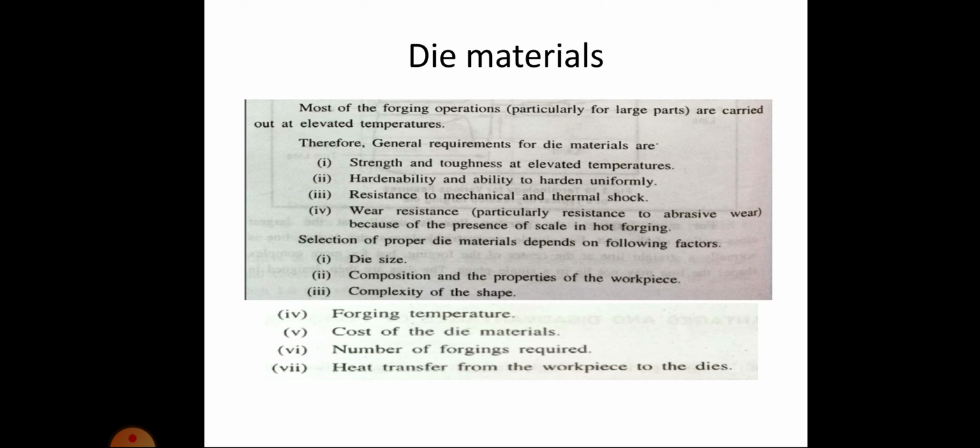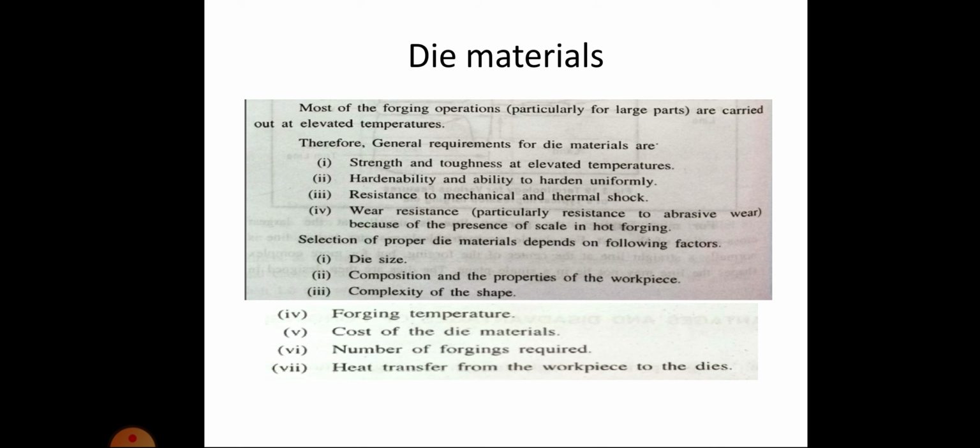Next one is die materials. Most of the forging operations are carried out at elevated temperatures. Therefore, the general requirements for die materials are: strength and toughness at elevated temperatures, hardenability and ability to harden uniformly, resistance to mechanical and thermal shock, and wear resistance because of the presence of scale in hot forging. The selection of proper die material depends upon the following factors.